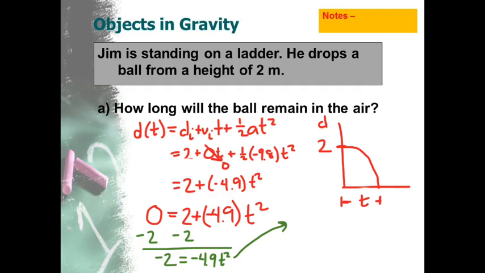And now we divide both sides by negative 4.9, so I have negative 2 divided by negative 4.9 equals t squared. Well, that's about 0.6. And that means that our t is equal to positive or negative 2.45 seconds.